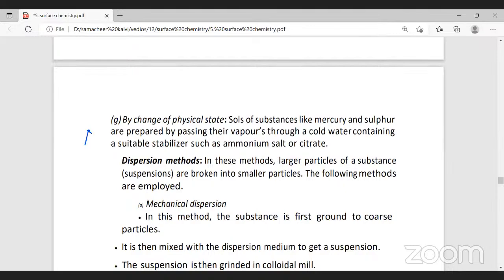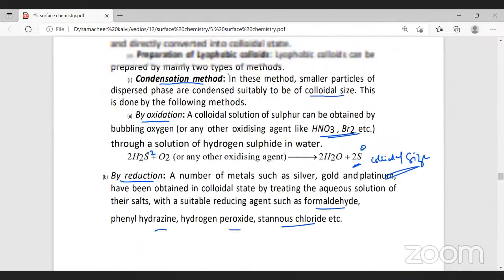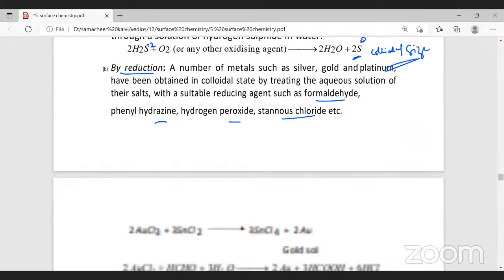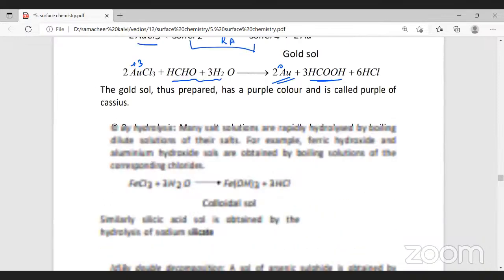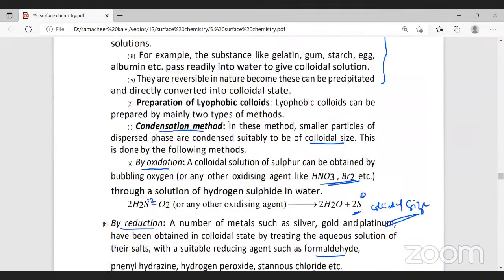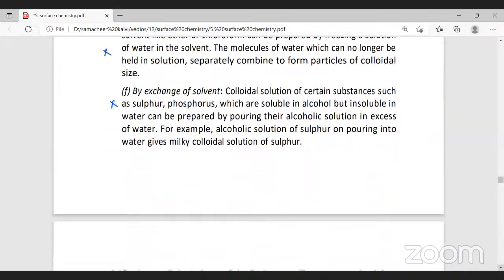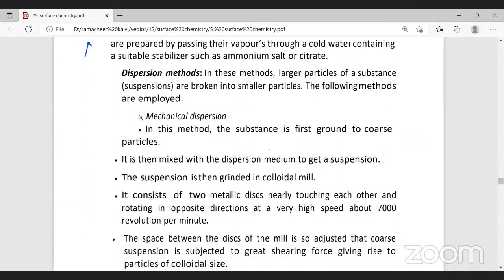Now, the first method we learned is the condensation method. In the condensation method, we learned oxidation, reduction, hydrolysis, and double decomposition. Those 4 methods are in the syllabus and come under the condensation method. The next method we have is the dispersion method.